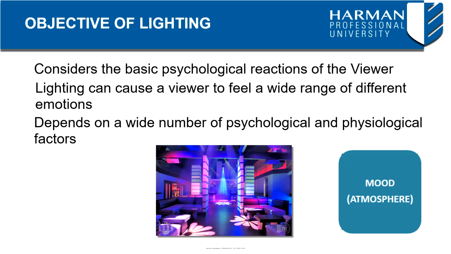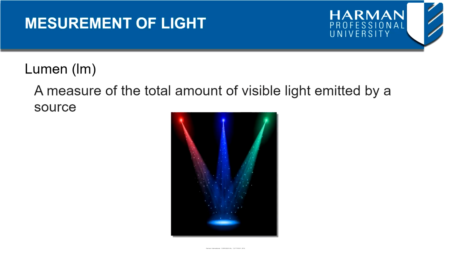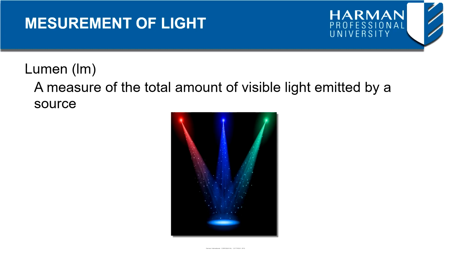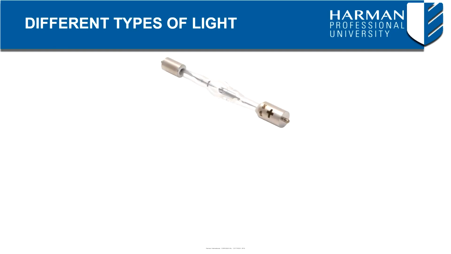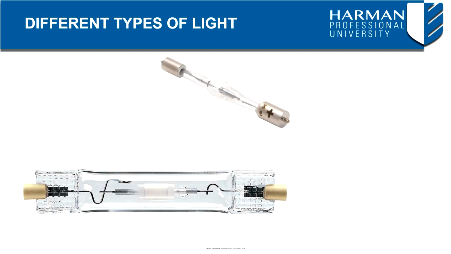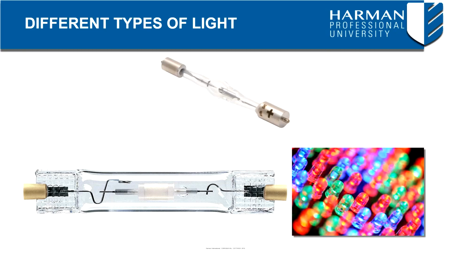Light is measured in lumens. A lumen is a measure of the total amount of visible light emitted by a source. There are different types of light to accomplish what we want in relation to visibility, naturalism, composition, and mood. Let's take a look at those different types of lights now.